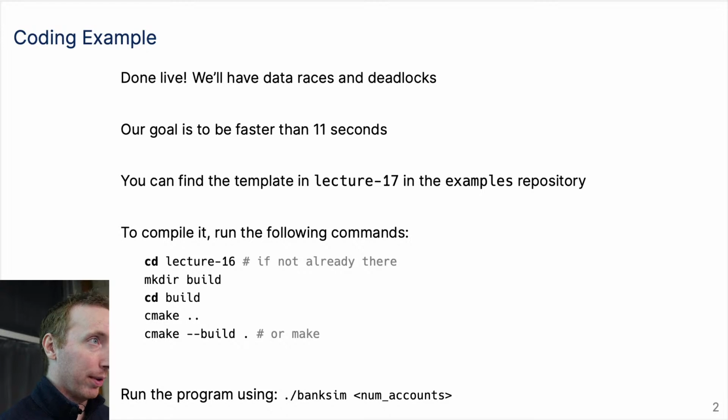That's it. We're now going to go over the question. We'll have data races and deadlocks because we want to parallelize the bank transfers, and we'll see why we end up in this situation. But this is essentially going to be like half the quiz covered in this one example. So our goal is to be faster than 11 seconds. If you want to find the template, it's in lecture 17 in the examples repository, and this is how you compile it and run it. There's a typo because that should be lecture 17, not 16. And then to run the program, you just run the bank sim.